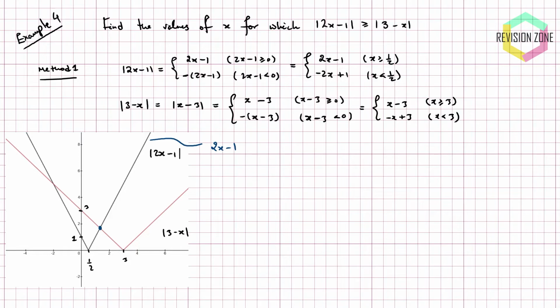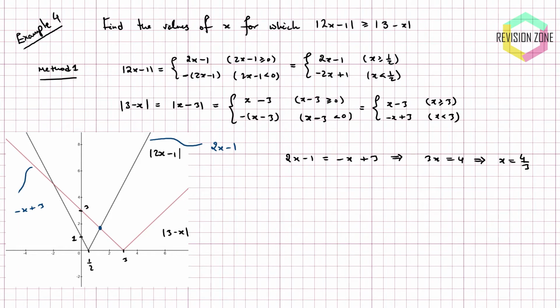And I want to solve it with this branch here, which actually has a negative gradient, so it actually has to be this thing here, right? So I know that this branch here is basically minus x plus 3. So I solve these two simultaneously. I say 2x minus 1 is equal to minus x plus 3, which tells me that 3x equals 4, which tells me that x is 4/3. Okay, so that's one solution.